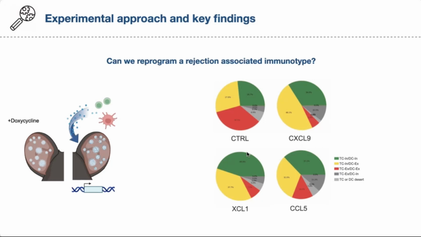And what was quite surprising to us was that despite the fact that CCL5 did not have an effect on tumor growth, we do see that it is driving a more favorable immunotype distribution with a higher abundance of these T cell infiltrated, dendritic cell infiltrated tumors. And so this, I think, is a really interesting observation and is likely due to the broader pleiotropic effects of CCL5, including recruiting other myeloid cells and potentially having tumor cell intrinsic effects where it's directly impacting tumor cell proliferation.